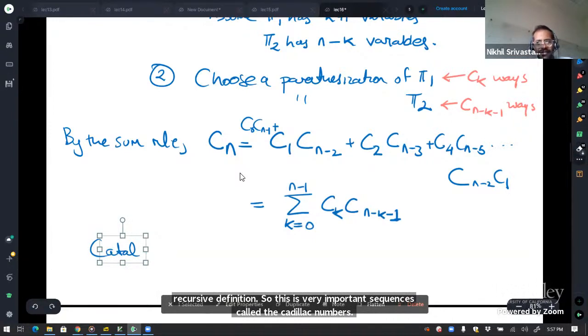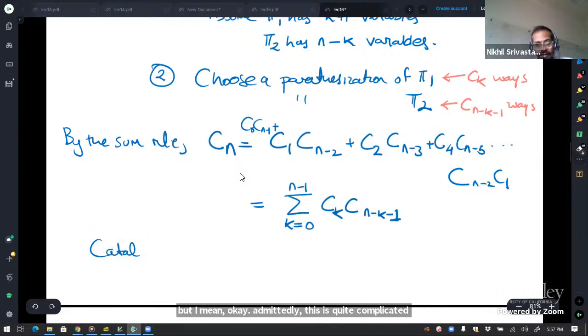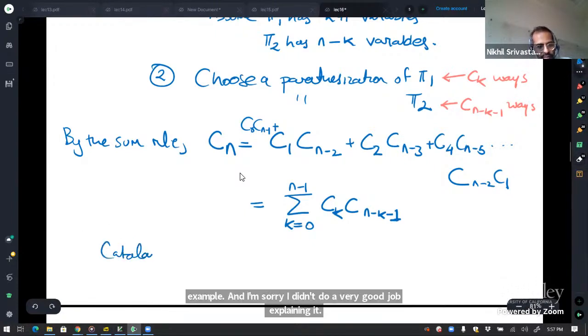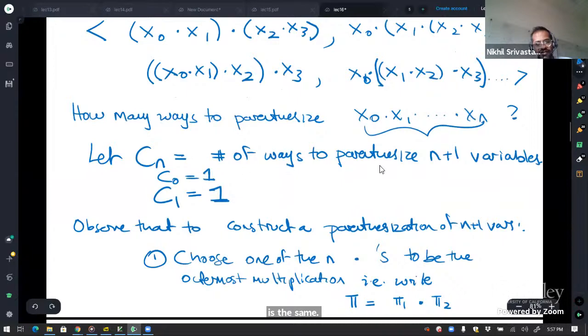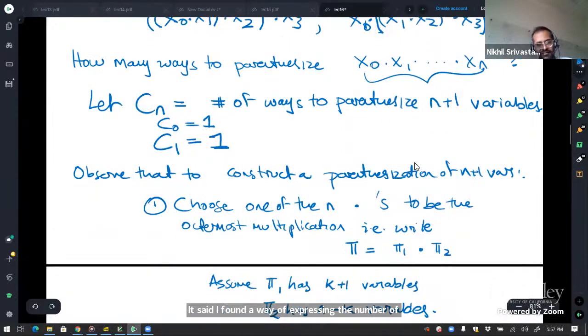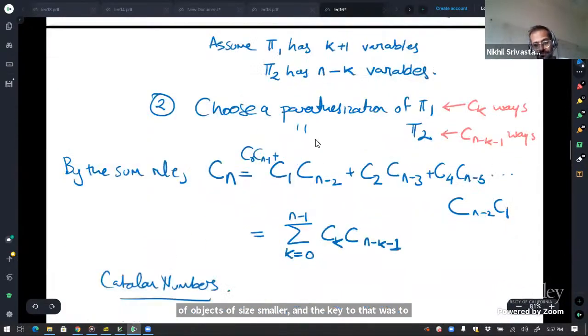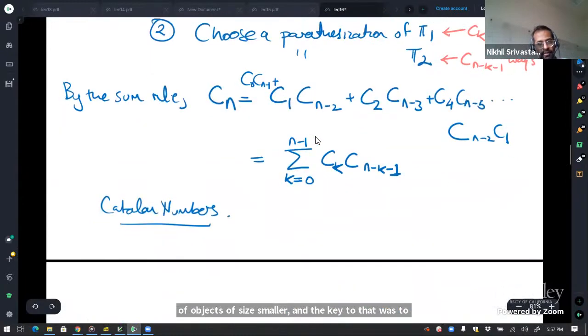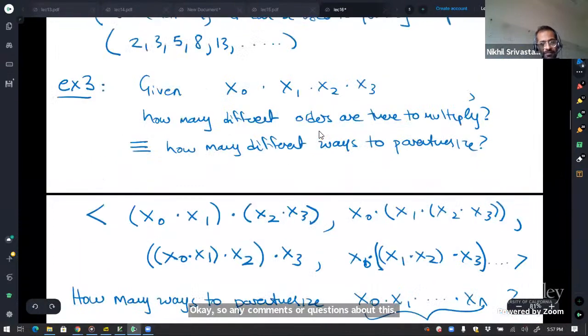Admittedly, this is a quite complicated example, and I'm sorry I didn't do a very good job explaining it. But the basic idea is the same. I found a way of expressing the number of objects of size n plus 1 in terms of the numbers of objects of smaller size. And the key to that was to observe that to construct such an object, I can do it recursively. Okay, so any comments or questions about this? Sorry to mess that up a little bit.